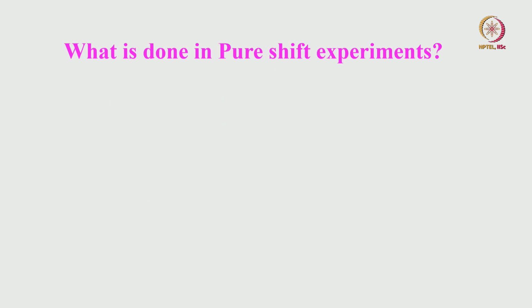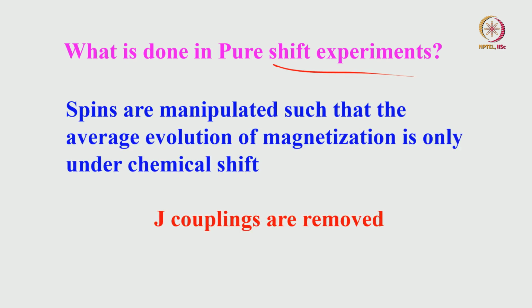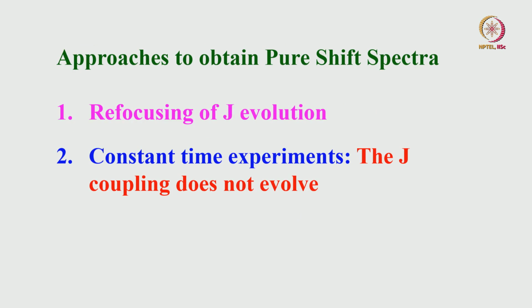But there are certain issues in that when you have strong coupling effects, etc. We will not go into more details, but what is done in the pure shift experiment is something important. Spins are manipulated in such a way that the average evolution of the magnetization is only under chemical shift. We have to manipulate spin dynamics such that the spin magnetization evolves only under chemical shift, where J couplings are removed or refocused, or should not evolve. We will ensure J couplings do not evolve, or refocus even if they evolve, or somehow get decoupled. That is the way we can do it. But to prevent the evolution of J coupling, there are two possible ways to obtain pure shift spectra. One is refocusing of J evolution, the other is what is called a constant time experiment.